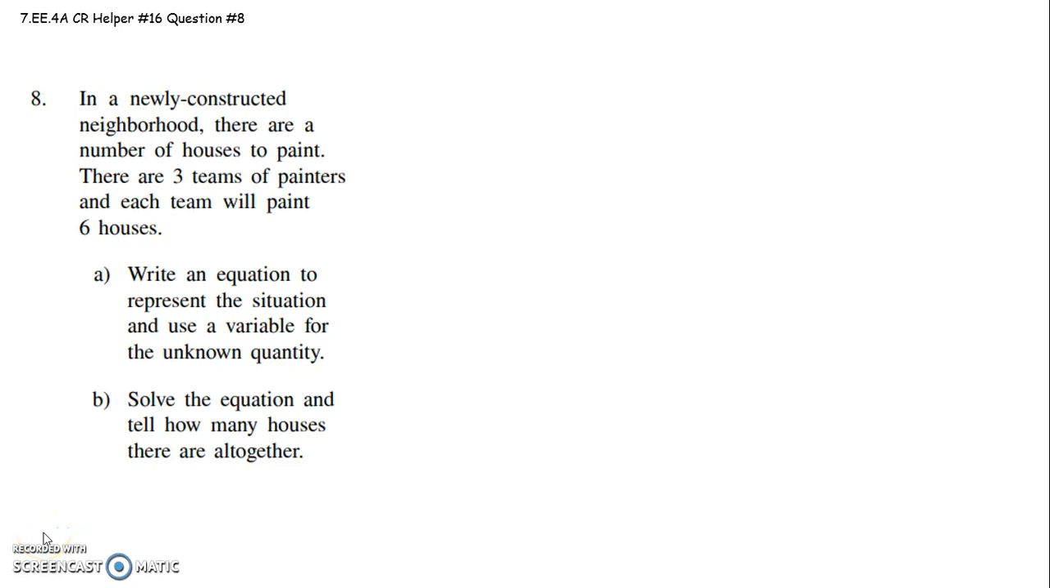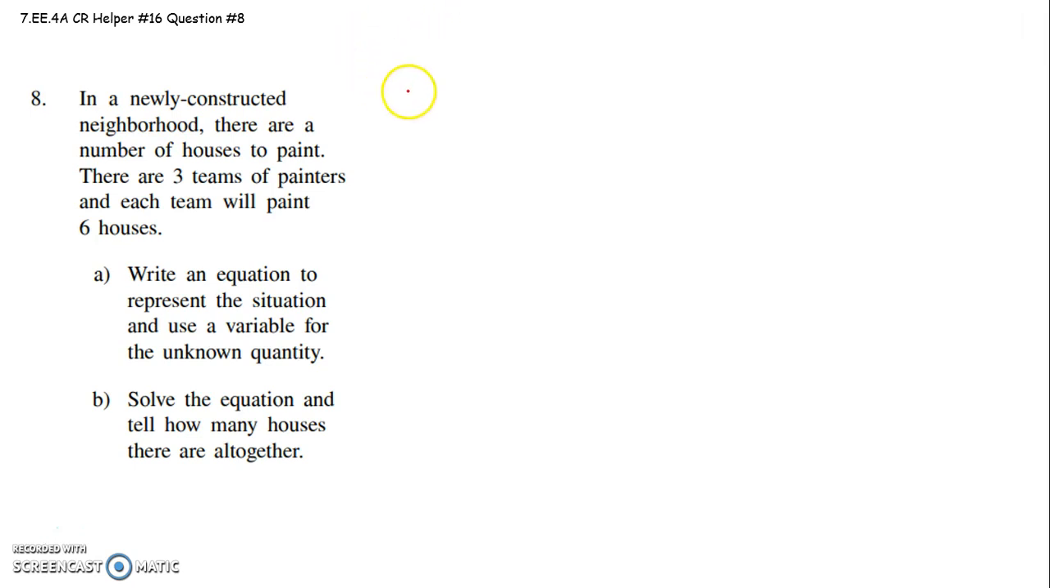All right, 7th graders, this is to help you with question 8 on CR16. It says, in a newly constructed neighborhood, there are a number of houses to paint. There are 3 teams of painters. Each team will paint 6 houses. Write an equation to represent the situation and use a variable for the unknown quantity.